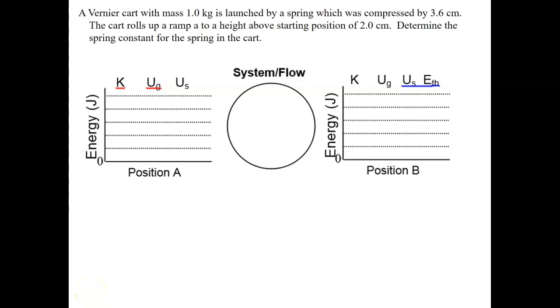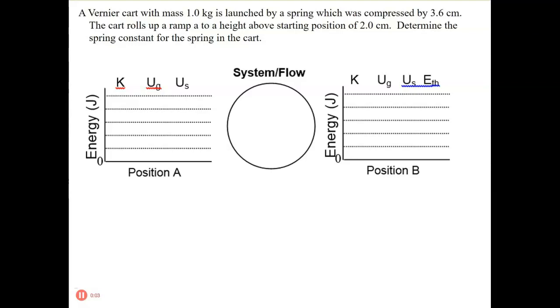In this example, we're going to continue to use the LOL chart to solve a conservation of energy problem. A vernier cart with a mass of 1.0 kilograms is launched by a spring which was compressed by 3.6 centimeters. The cart rolls up a ramp to a height above starting position of 2.0 centimeters. Determine the spring constant for the spring in the cart.